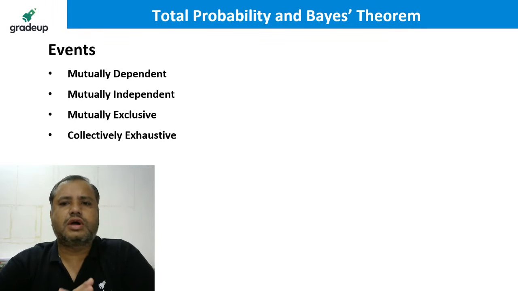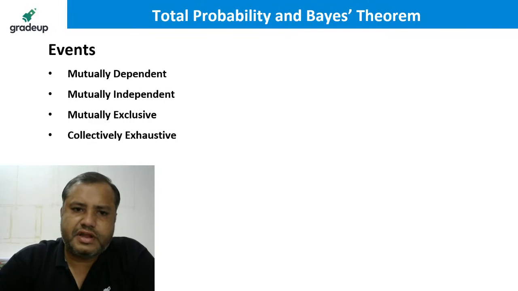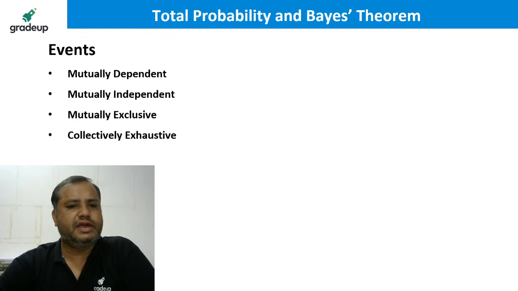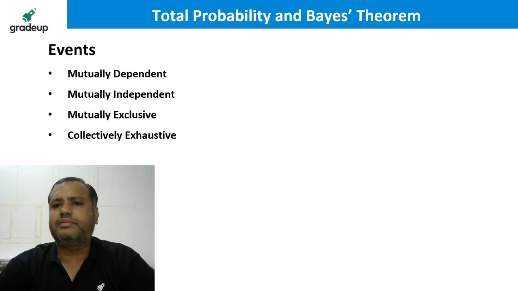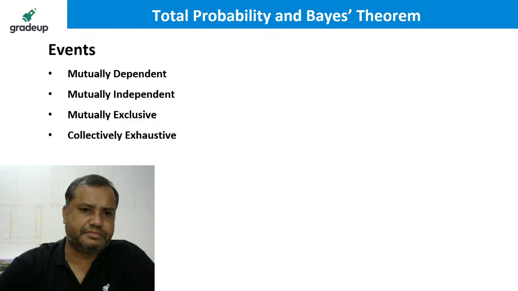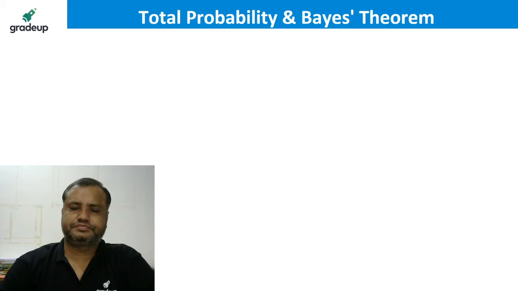So when we talk about the events, which are the important events that we have to consider? The important events are mutually dependent, mutually independent, mutually exclusive, and collectively exhaustive. Just go through this frame. If you have a clear-cut understanding of the events in probability, then it will be very easy for you to understand and apply the concept of total probability and Bayes theorem. So, first one, mutually dependent events.